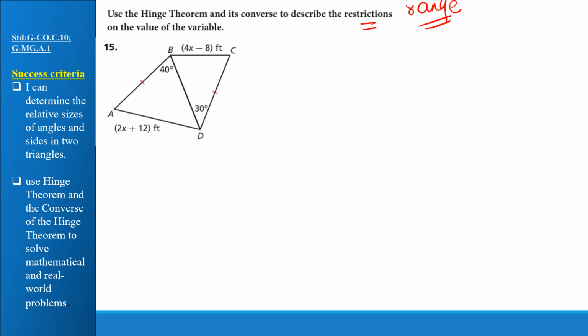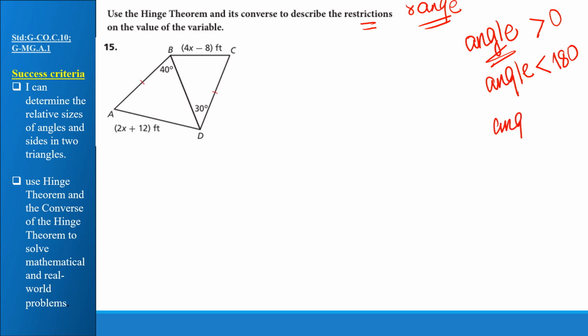Now, first of all, in order to understand the range, you should know that the sum of two sides should be greater than the third side, right? Similarly, in order to understand the range of any angle, remember the angle should be greater than 0, and the same angle should be less than 180 degrees. It means the range of any angle should be bigger than 0 and less than 180 degrees. So this has to be understood.